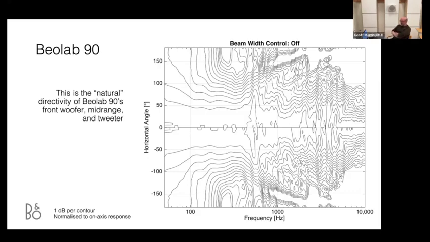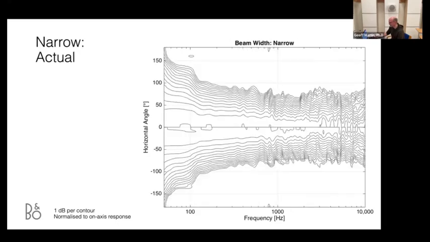The question is, what if we turned off the directivity control and just left three drivers on, woofer, mid-range, tweeter? What would the behavior of the speaker be like? And the answer is this. No customer can do this. This is not a setting that's possible on the speaker, but it was an interesting experiment for us. So this is with beam control off, and there it is with it on. This is the normal behavior of the speaker.